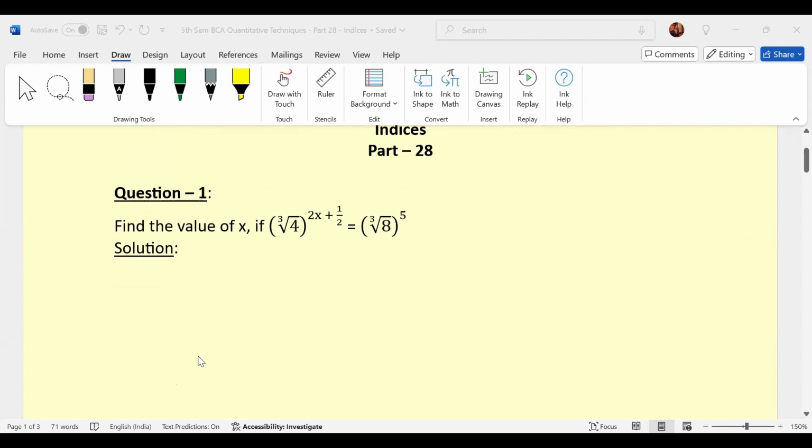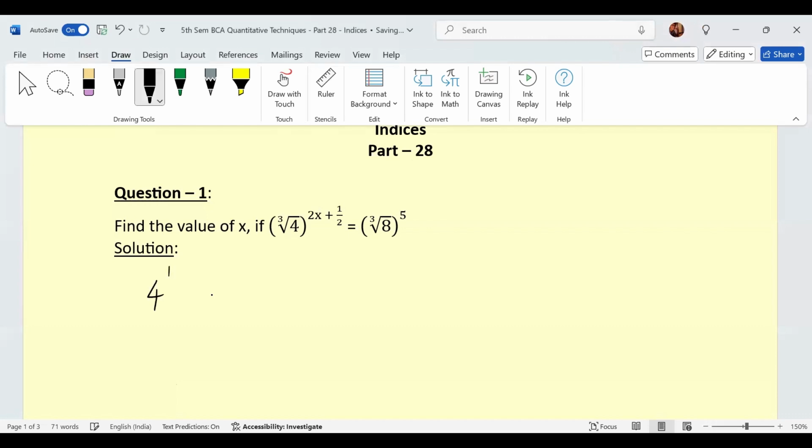Question 1. Find the value of x if cube root of 4 to the power of 2x plus half is equal to cube root of 8 to the power of 5. So first we will write the cube root of 4 as 4 to the power of 1 by 3. This is to the power of 2x plus half. So for that, if we take LCM as 2, then it becomes 4x plus 1. And here in the right hand side, it is cube root of 8. That can be written as 8 to the power of 1 by 3 to the power of 5.